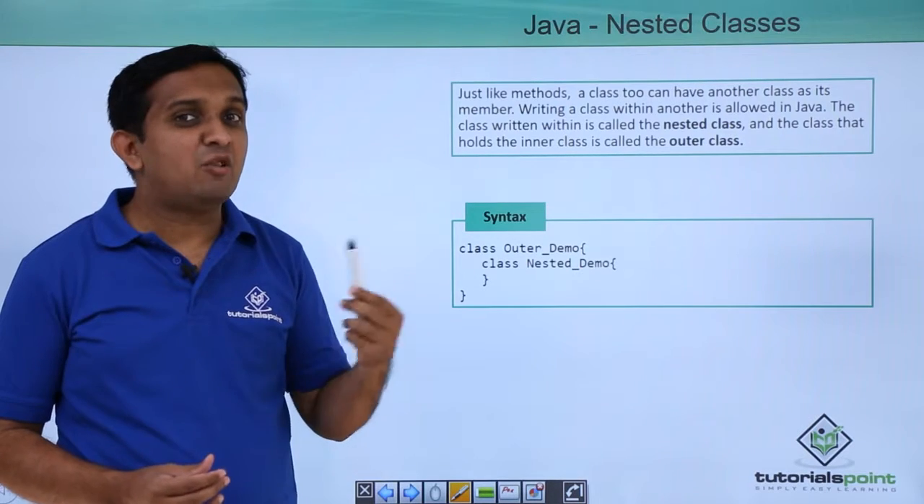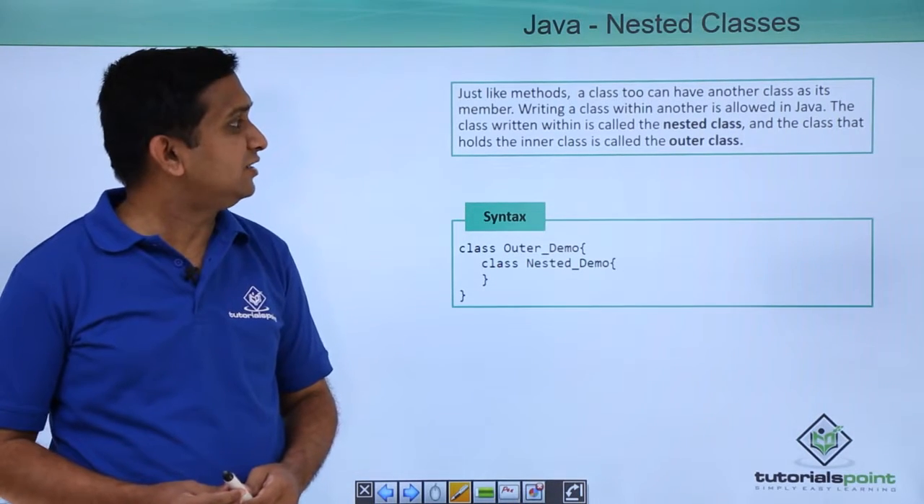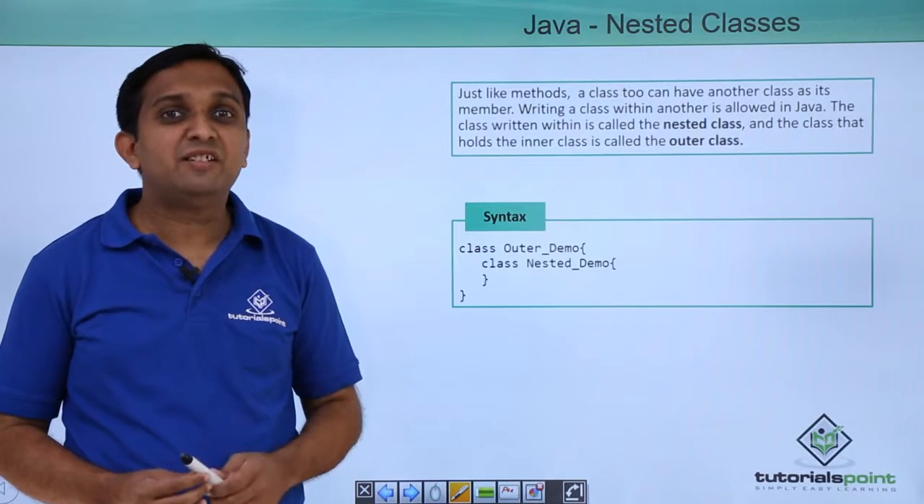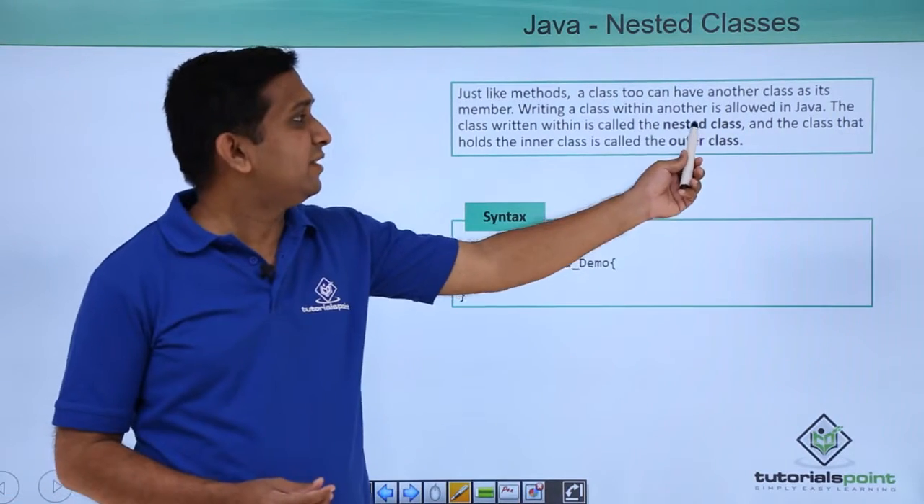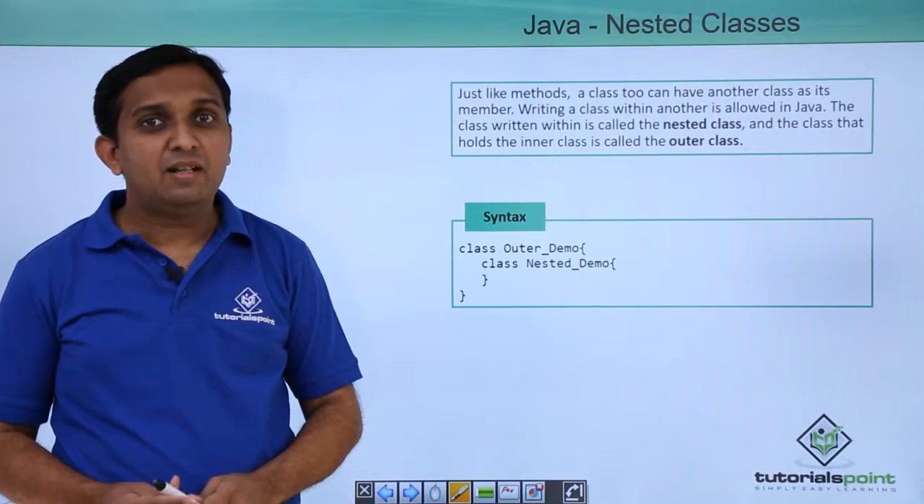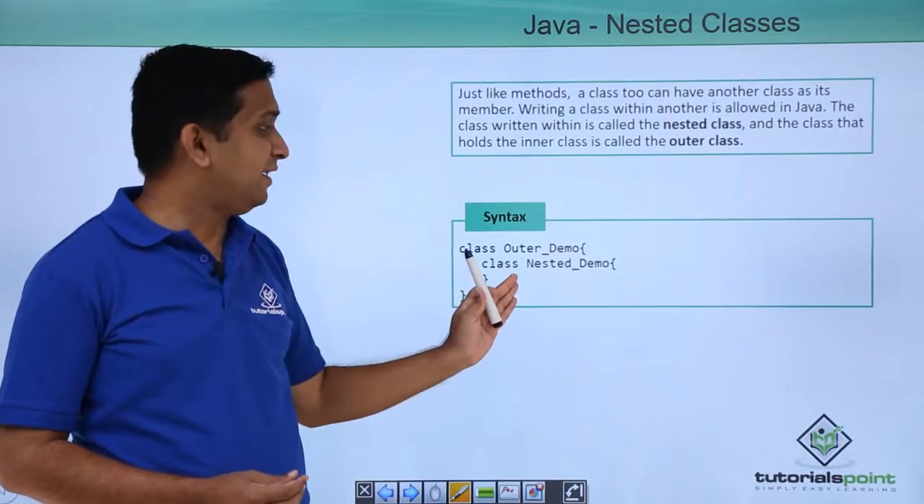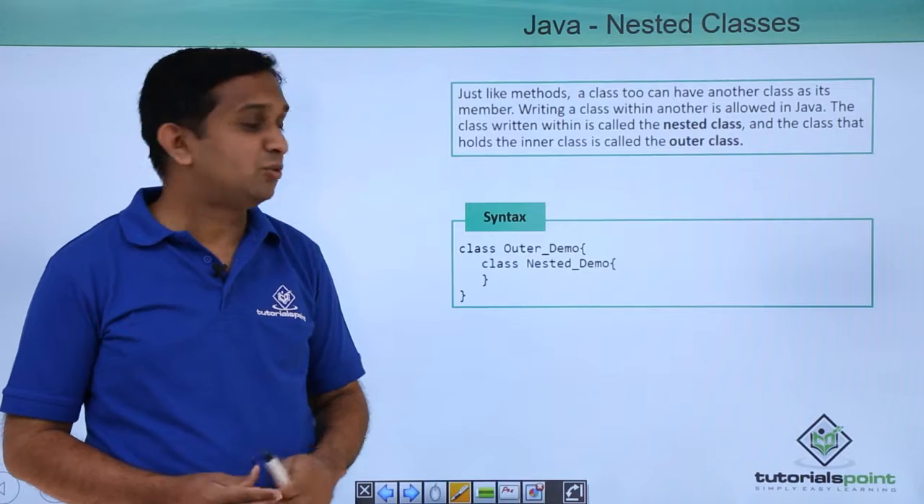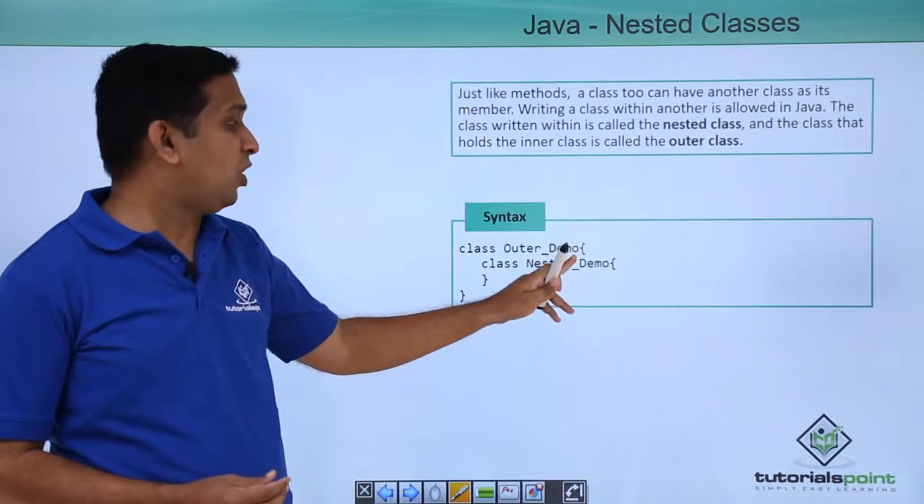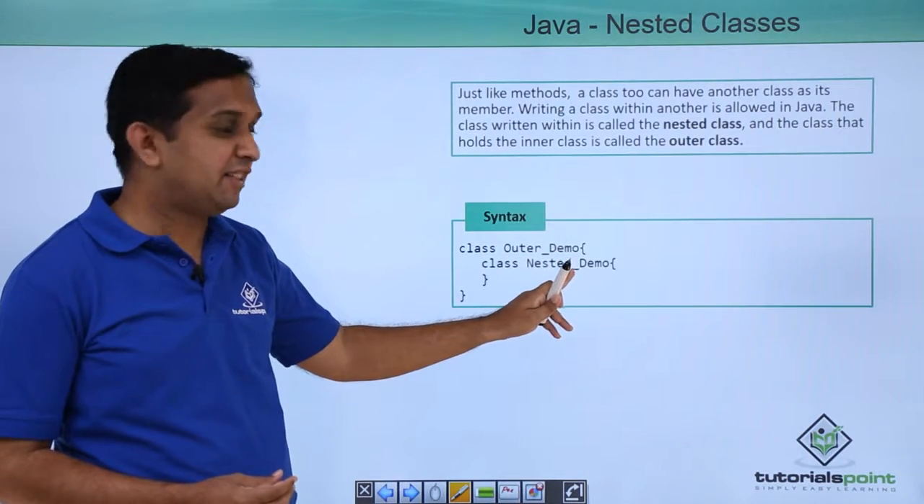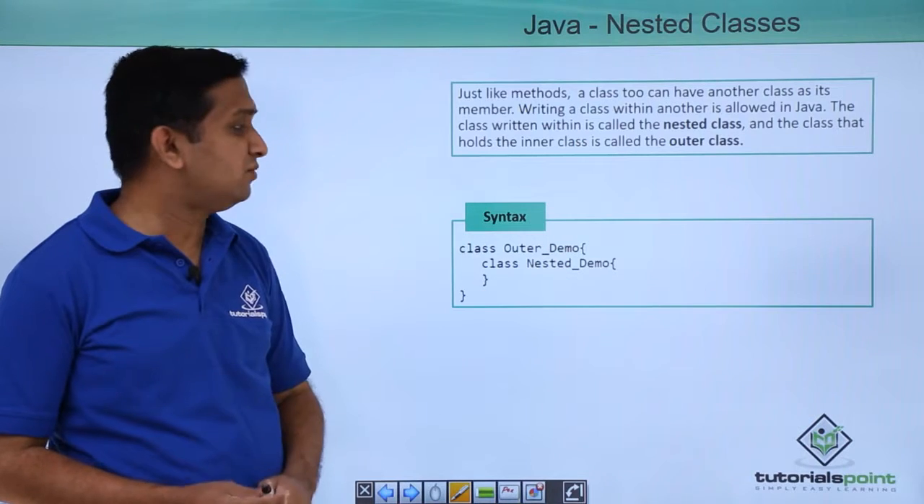So the class which is outside is called as outer class and the class which is written inside is called as nested class. Now a simple example is shown here where an outer class is there and a nested class is there. So simply the block of the inner class or nested class is inside the block of the outer class.